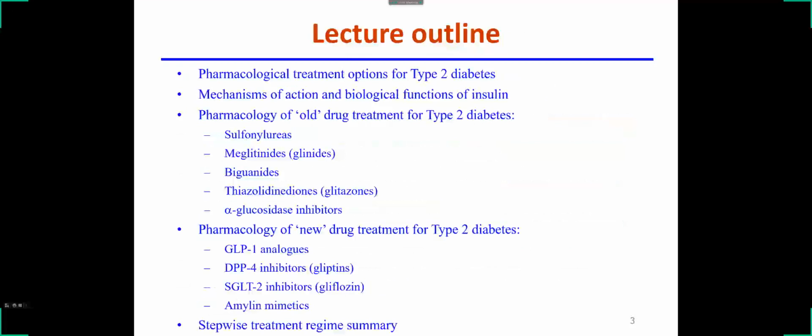So we're going to cover in today's lectures and then tomorrow's the pharmacological treatment options for type 2 diabetes, how each of those work, and obviously the mechanisms of action and biological functions of insulin itself. We'll cover both older type 2 drugs, because you will see them in the clinic, and obviously we'll discuss more recent new drugs for type 2 diabetes. And then again, go through the different options therein.